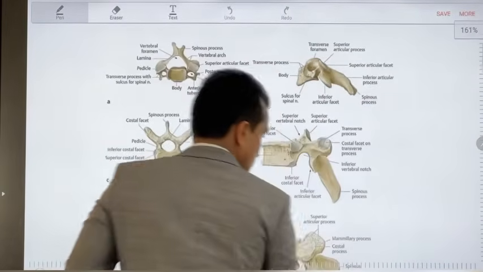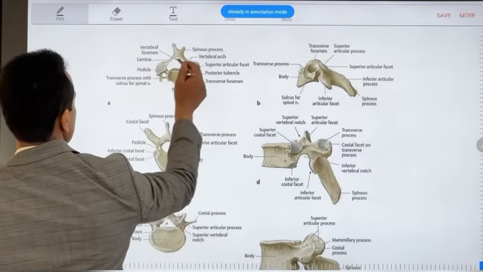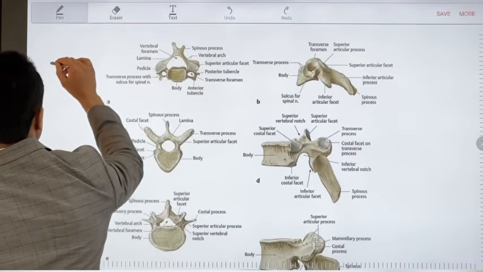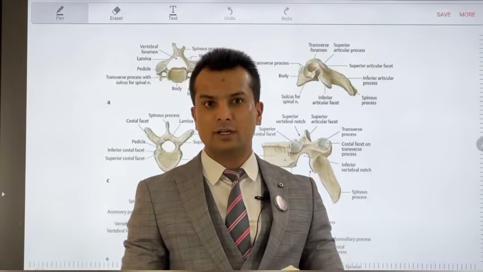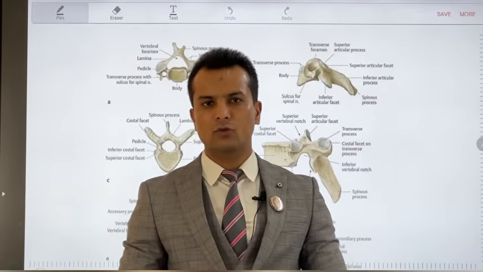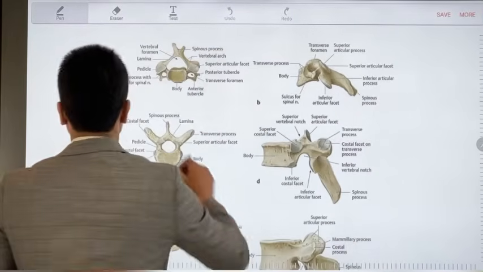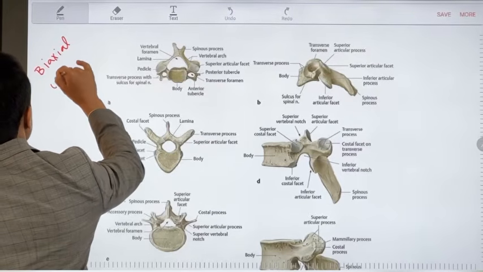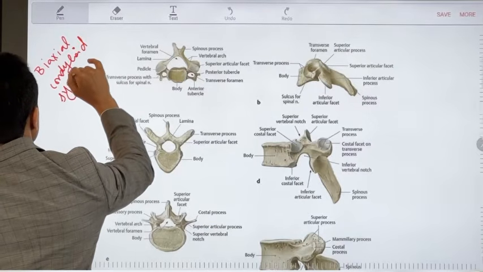Here in this picture you can see all the vertebrae. First we are going to discuss the characteristic features of the cervical vertebra. But first we are talking about this first joint, the joint of the atlas with the occipital bone, the atlanto-occipital joint. This is an example of a biaxial condylar synovial joint.